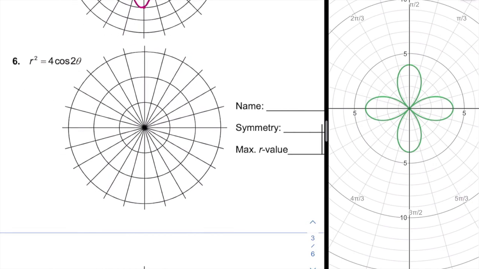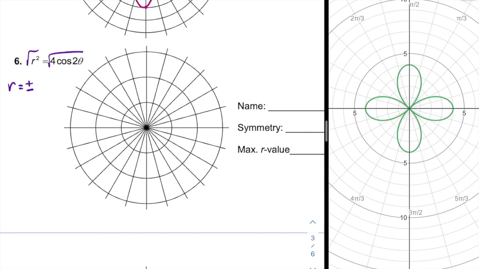So we have r squared is equal to 4 cosine of 2 theta. For this one, because there's an r squared, Desmos is awesome and it allows us to type it with the square. The graphing features on the calculator don't. In order to graph it on the calculator, we would take the square root, which gives us r equals plus or minus the square root of 4 cosine 2 theta, and you could just leave it like that for now. Then we would graph the positive side and the negative side to get the whole thing.